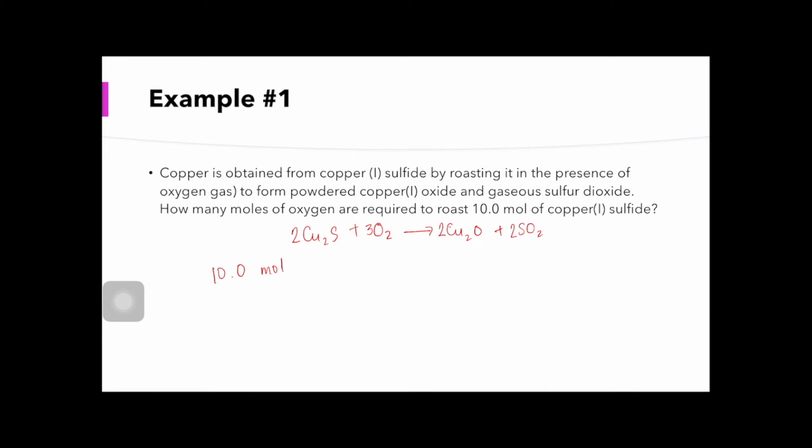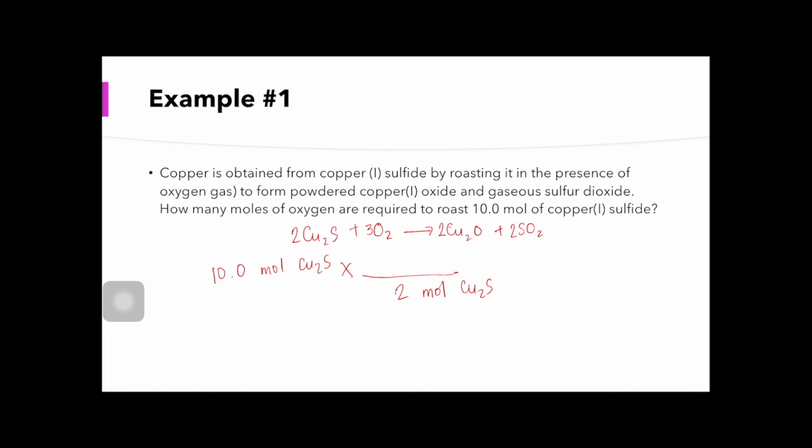From the given value, we have 10 moles of copper sulfide. To identify the number of moles of oxygen required to roast this quantity, we can now look at the balanced equation. Since we are converting 10 moles of copper sulfide, we have to put the same unit on the denominator for it to be cancelled. So we have moles of copper sulfide, and if you look at the balanced equation, the coefficient would be 2. That's why 2 moles of copper sulfide.